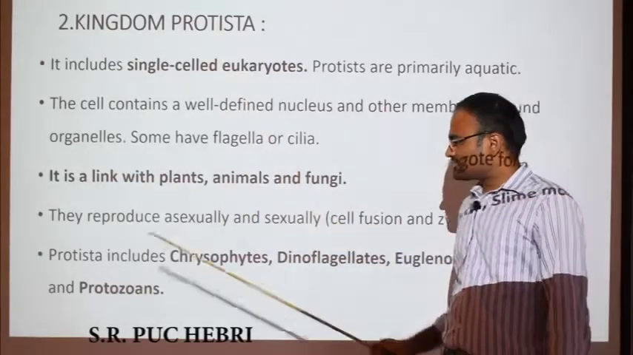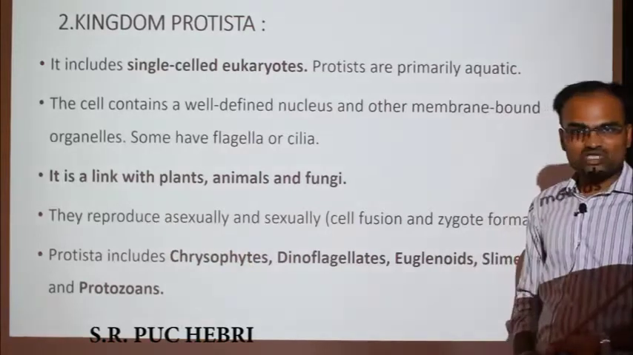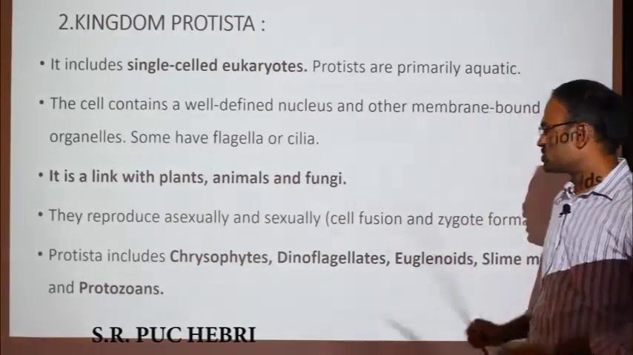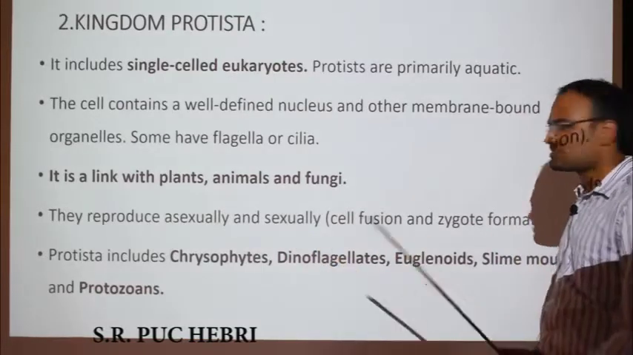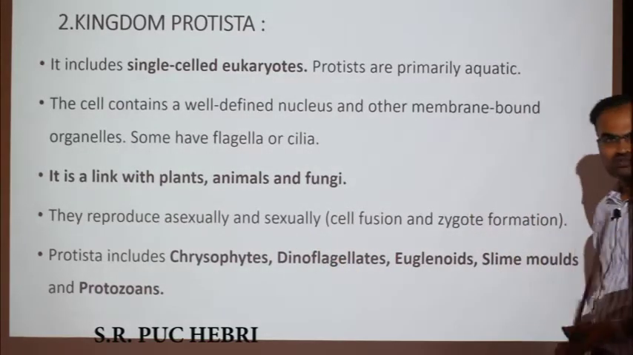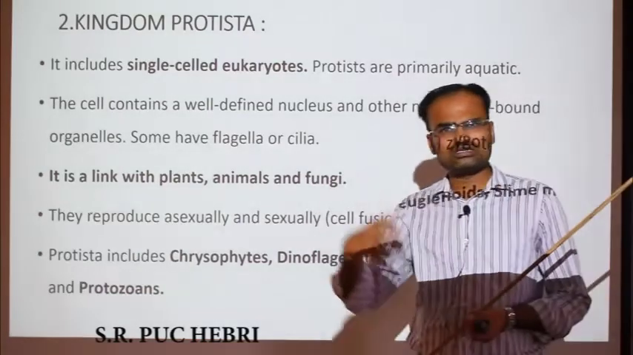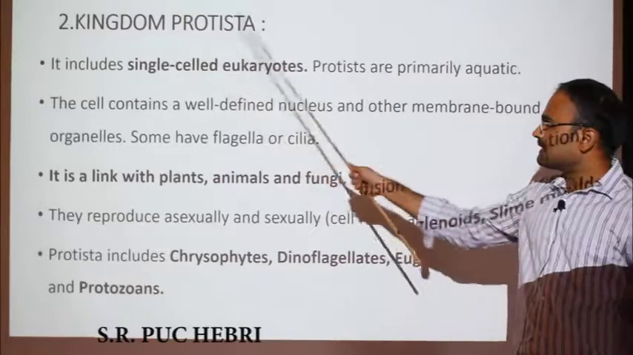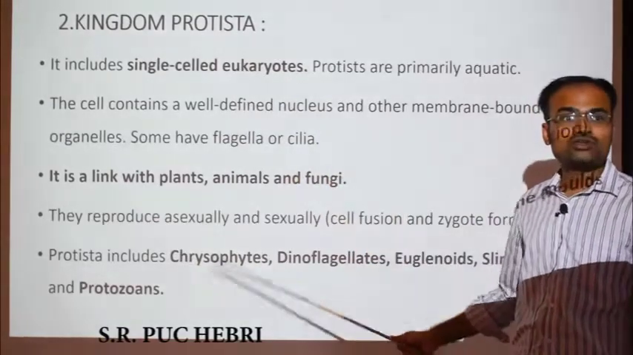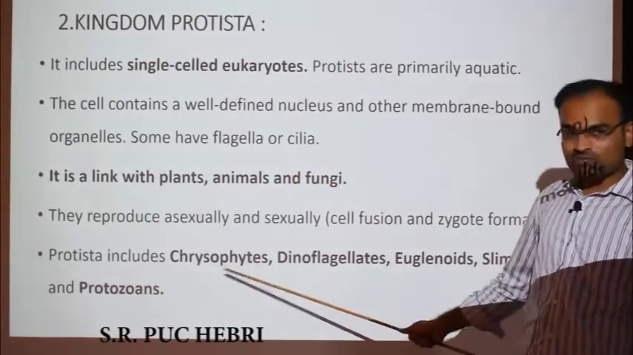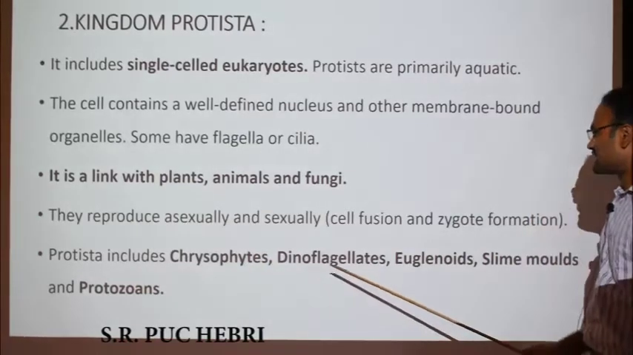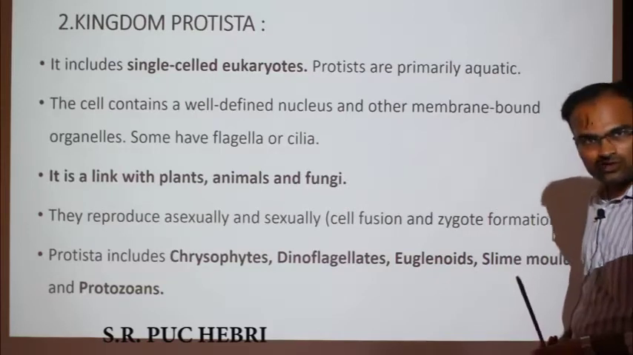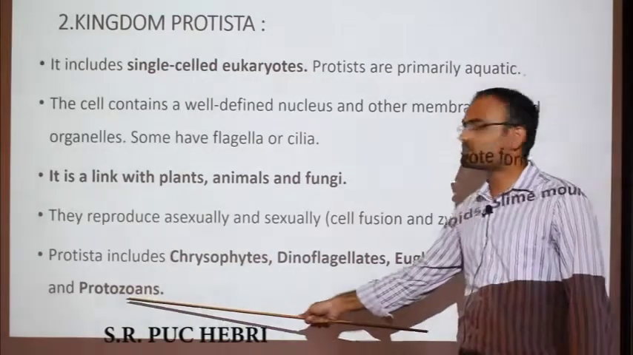And these protistans commonly reproduce by asexual as well as sexual modes of reproduction. That is by cell fusion as well as zygote formation. So zygote formation occurs after the sexual type of reproduction. And here the kingdom Protista includes a total of 5 groups. The first group is called chrysophytes, second is dinoflagellates, third is euglenoids, fourth is slime molds, and the last one is protozoa.